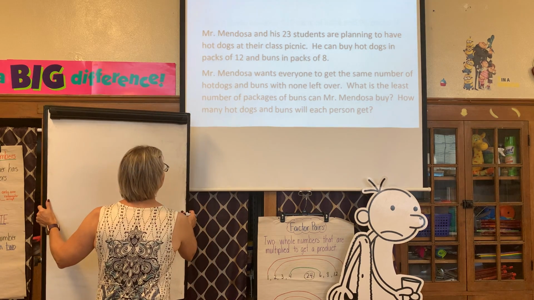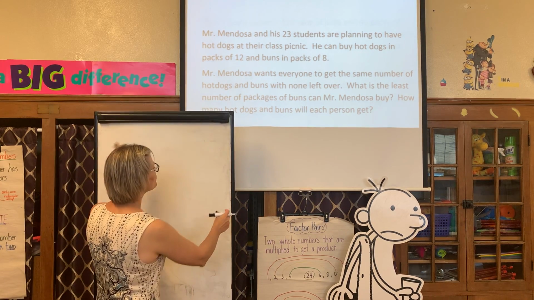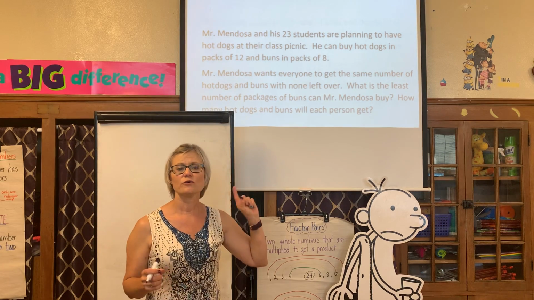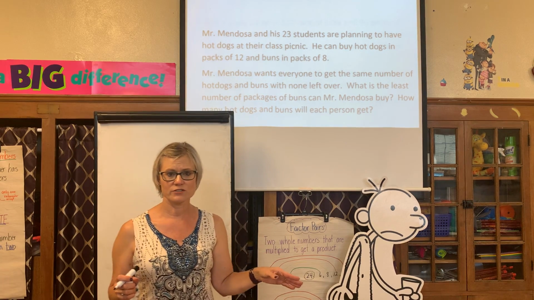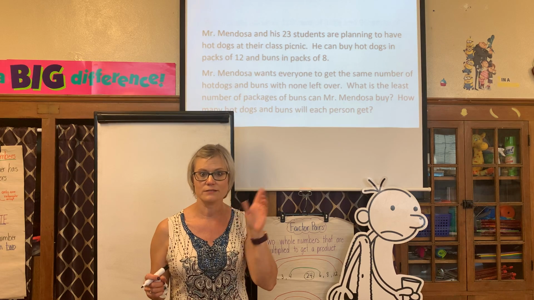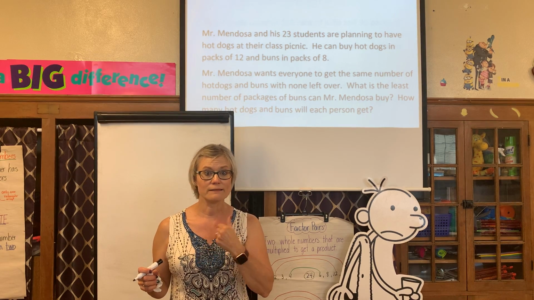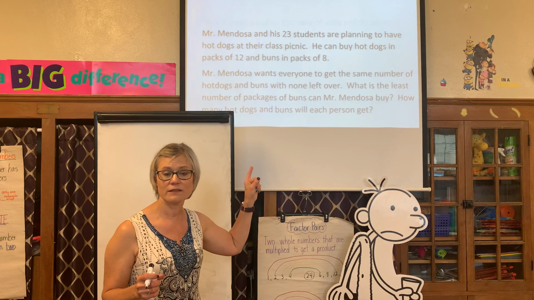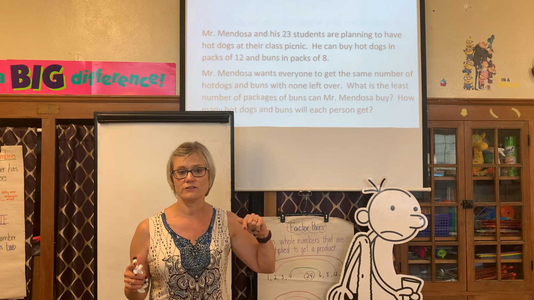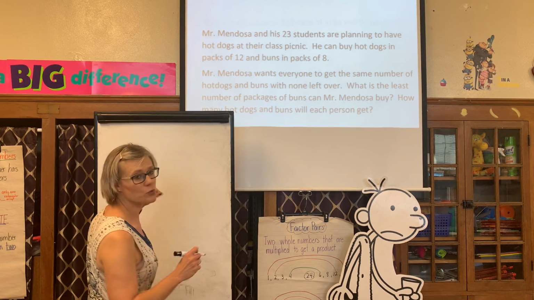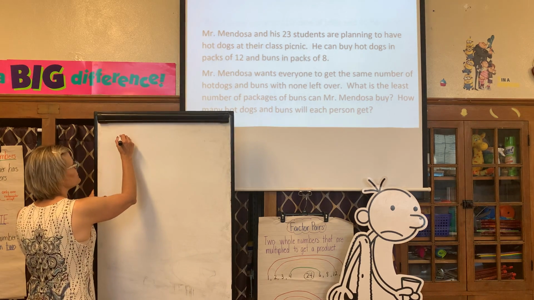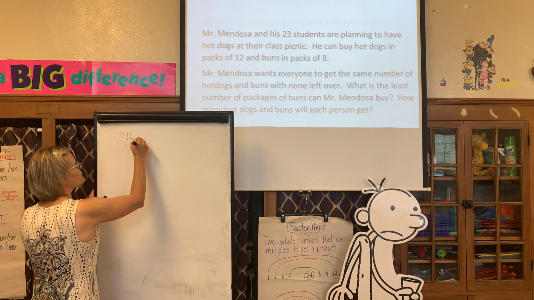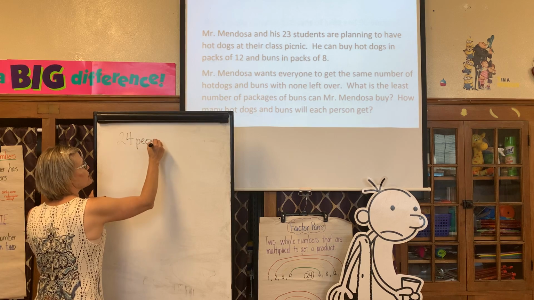All right, so first of all, we have to break this down. So there's Mr. Mendoza and the 23 students. Well, let me tell you this. When we have a class picnic, the teacher doesn't want to be left out. So we need to make sure that we add him in the number of people who are going to be eating at the picnic. So there are 24 people, including Mr. Mendoza. 24 people eating at the picnic.